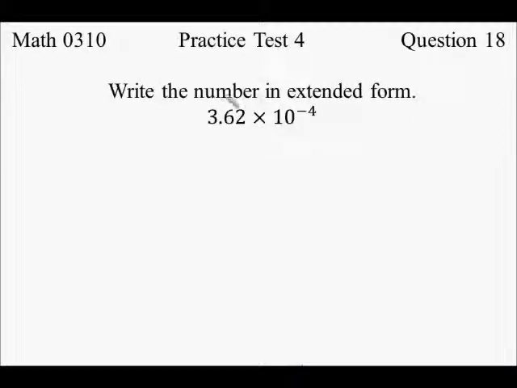Question 18 says write the number in extended form. So here we have this expression in scientific notation. We have a number with 1 digit in front of the decimal point times 10 to some power. So this is currently in scientific notation, and we are going from scientific notation to the extended form here. Let's break this into 2 pieces and look at what 10 to the negative fourth really is.